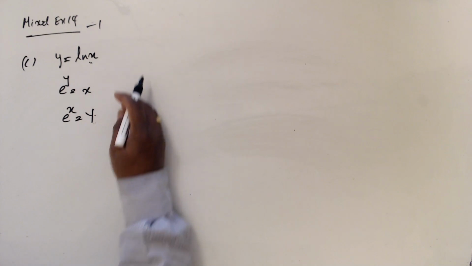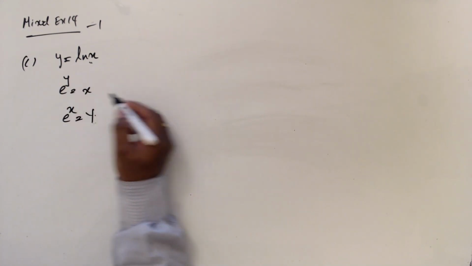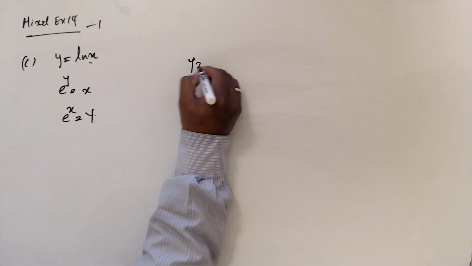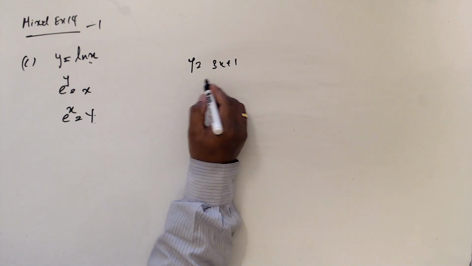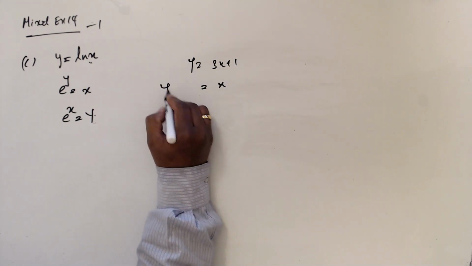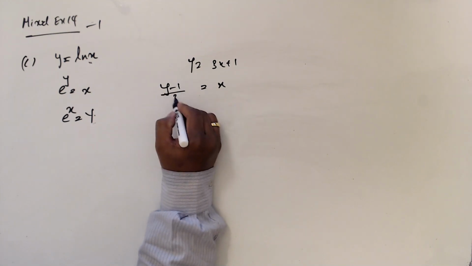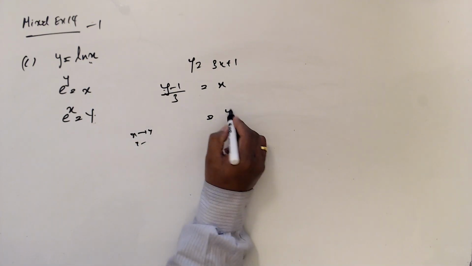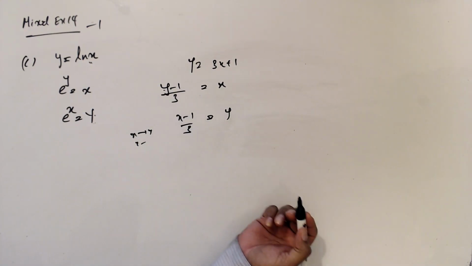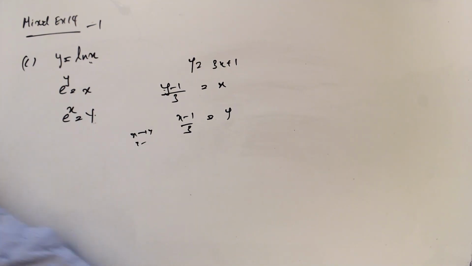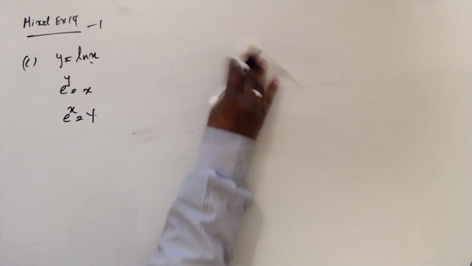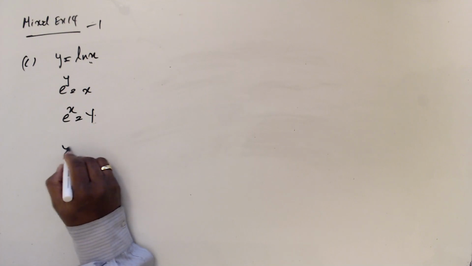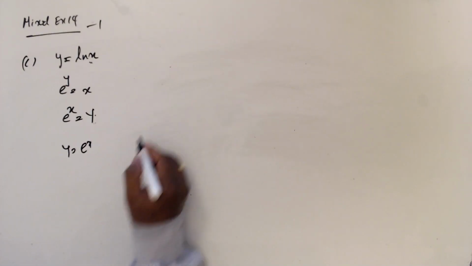I think you can remember that I explained how to find the inverse function. For example, y equals 3x plus 1. We make x the subject: (y minus 1) over 3 equals x. Then we interchange x and y, x to y, y to x. So y equals (x minus 1) over 3. The same thing I did to this graph: x equals e to the power y, then I change, so y equals e to the power x.